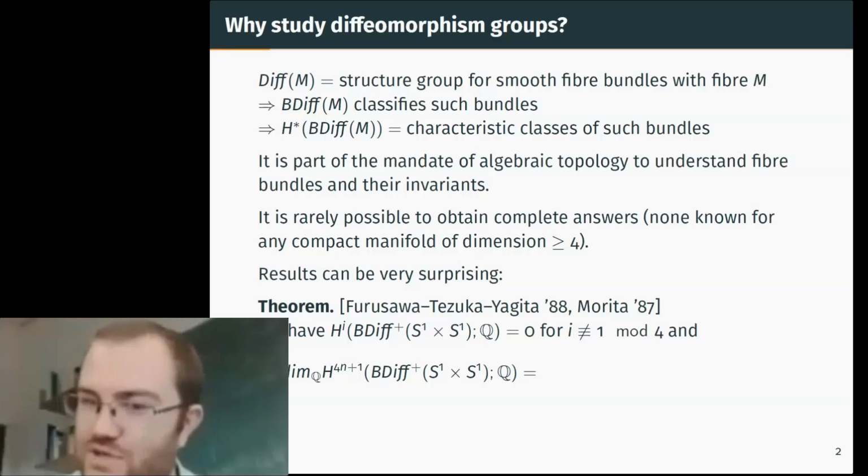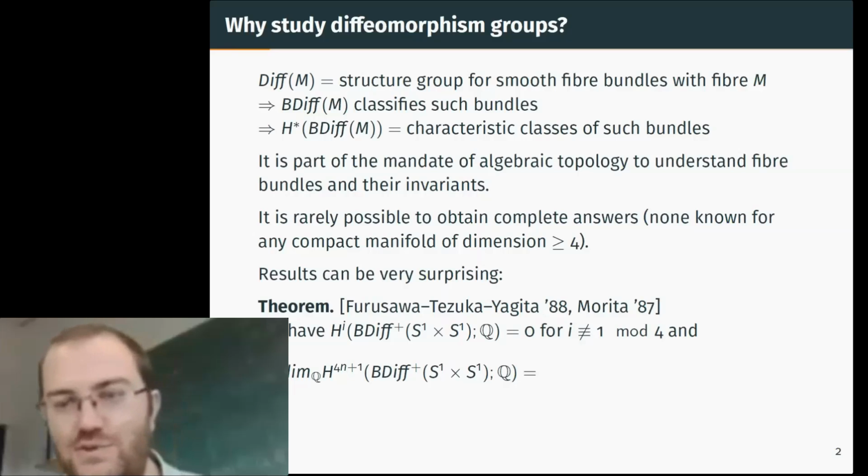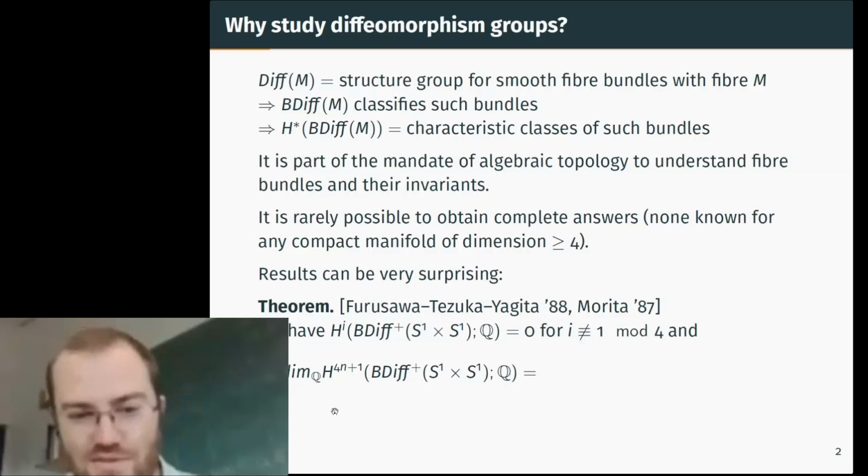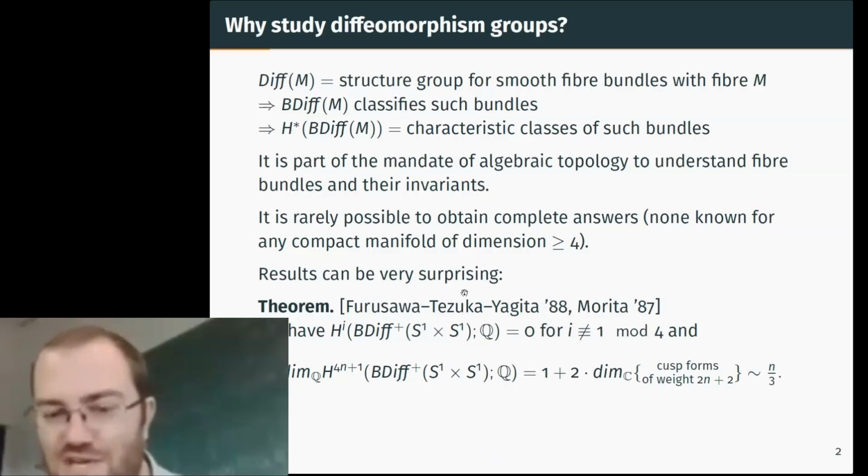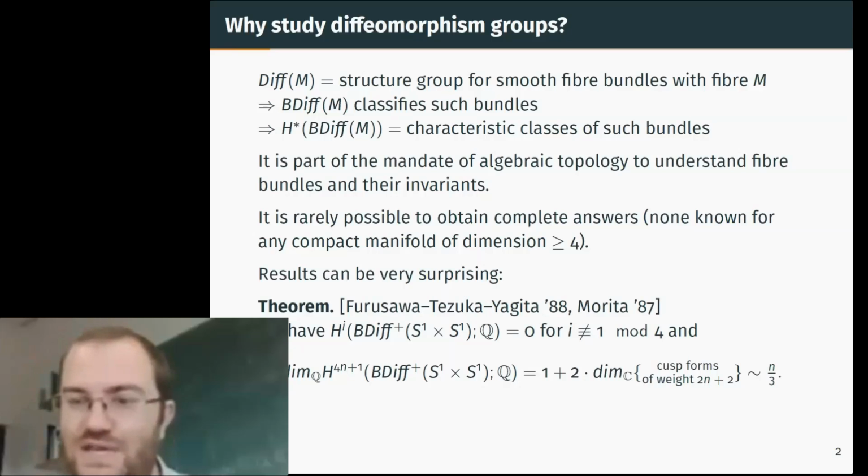So in dimension 4n plus 1, it's some function of n. And maybe you can spend a second thinking about what kind of function of n it might be. And I pretty much guarantee you won't have come up with the right one. The correct function of n is 1 plus 2 times the dimension of the space of cusp forms of weight 2n plus 2. Not what you might first guess when you start thinking about smooth manifolds. It's approximately n over 3.